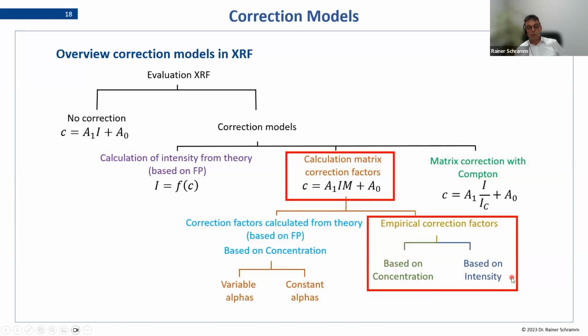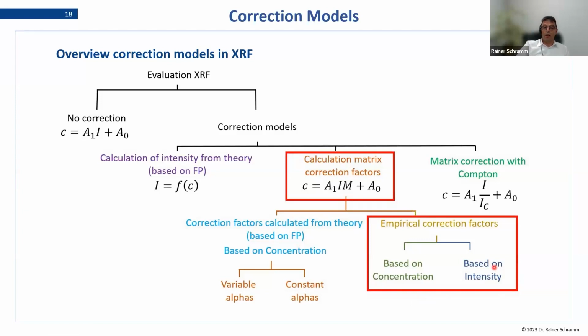Intensity makes sense when you just want to correct the element of interest. So you're just looking at chromium. You have no information about all the other elements. You know there are elements. You know they will disturb your line. And this is why you can use intensity corrections just to correct for the matrix effect.